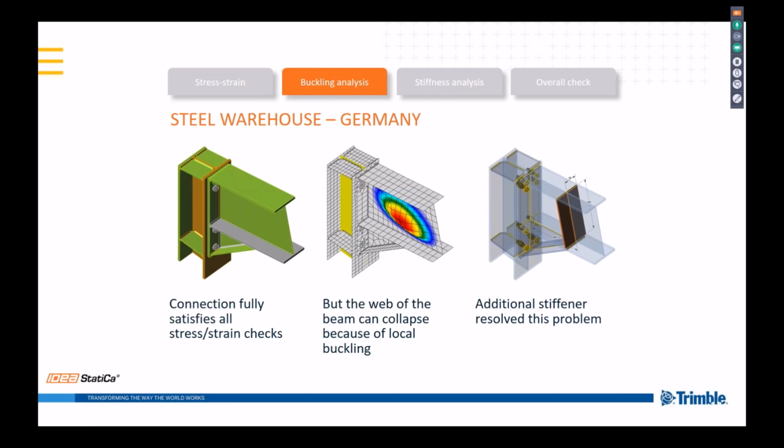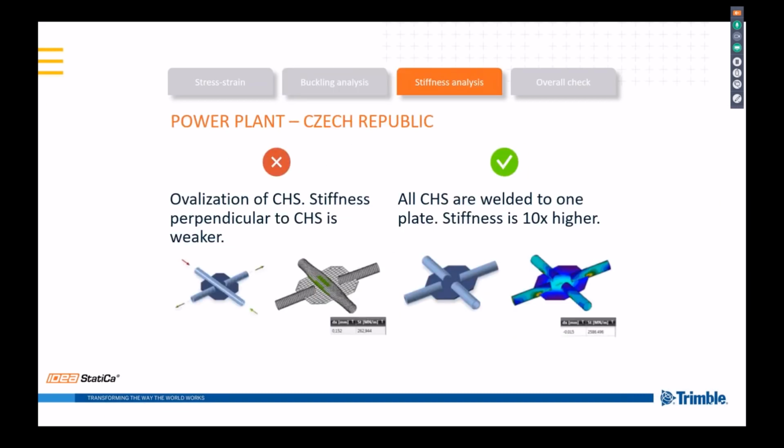Sometimes the joint is okay from the point of stress and strain, but there might be buckling, like in this example, a steel warehouse joint. We're going to simply add a stiffener, either in Tekla or in IDEA StatiCa, run the check again and see that we fixed the problem. Sometimes we can optimize. If you understand the joint, like this one, we can cut the second tube as well, and get stiffness 10 times higher for the same money.